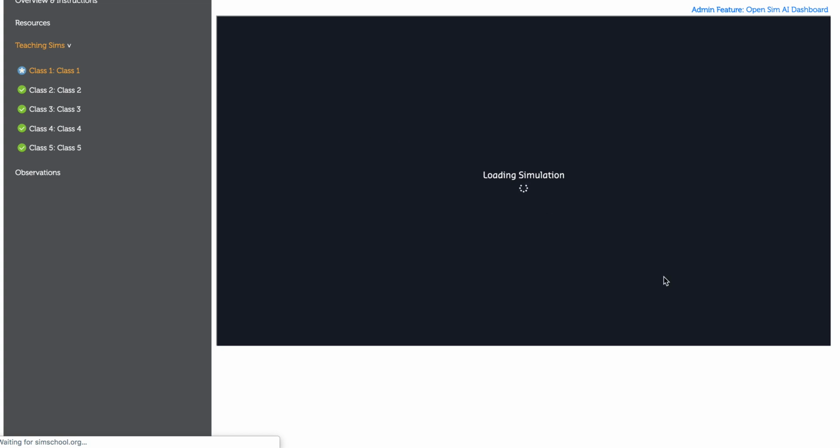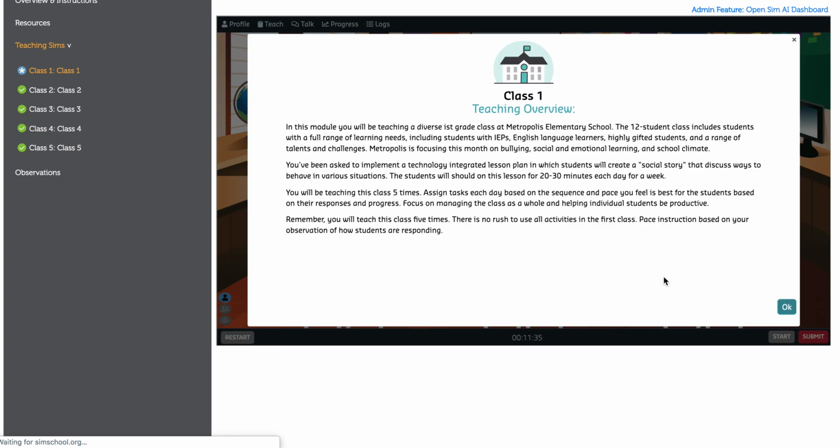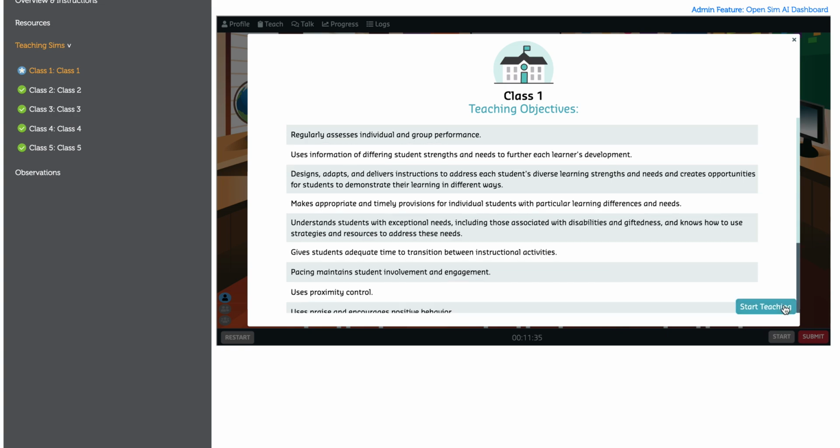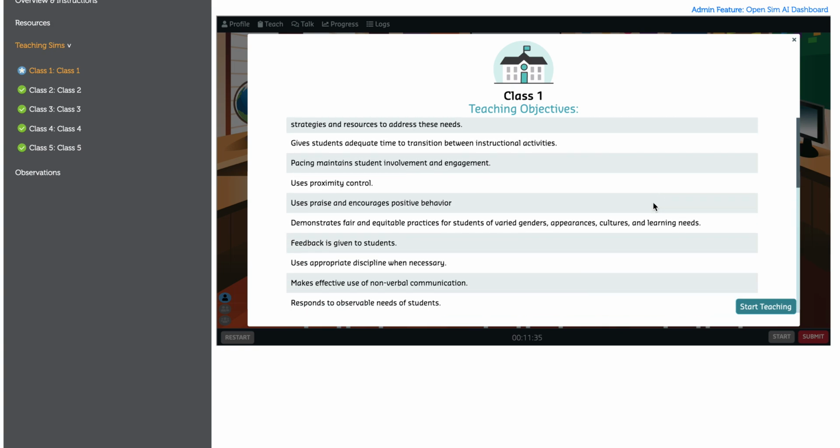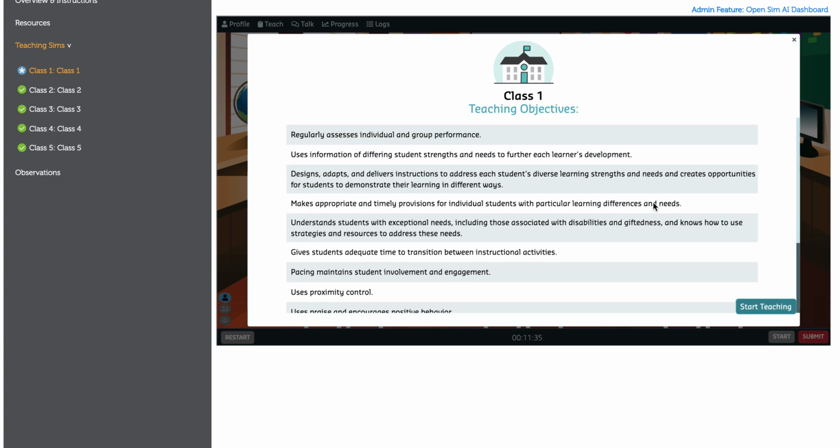It's normal for the first time that I teach a class in a day for it to take a few extra seconds to load. When I come back and teach this class again, it will be much faster because some of the information is stored on my local computer. Now, the teaching overview that I see is exactly what I would see on the overview and instructions. Now, teaching objectives, this is important for me to take a look at because this lets me know what's going to appear on my observation report when I finish teaching. So I should definitely scan this and take note of the particular ways in which I'm going to be observed.